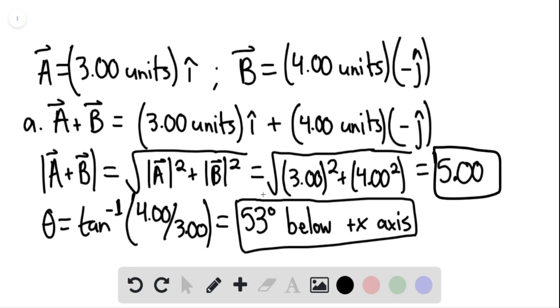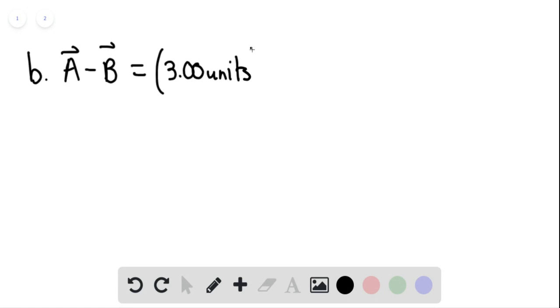Now, for part B, we have essentially the exact same thing. However, here we have A minus B. So for part B, we have vector A minus vector B. So here, this is going to be equaling 3.00 units. Of course, vector A doesn't change, i hat, plus 4.00 units. And because it's negative B, we are actually in the positive y direction. So this would be j hat.